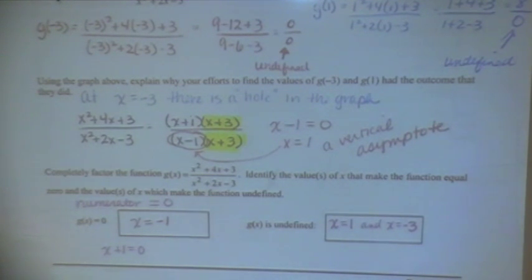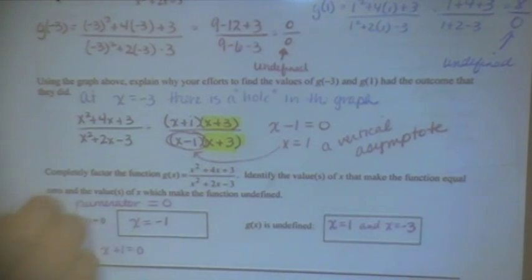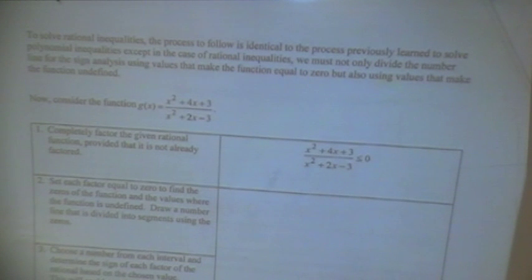Alright, so that is just a quick review of some of the things about rational expressions. We are going to work with rational inequalities first, and in order to work with rational inequalities, you have to know a little bit about rational expressions. You do, because we did them in Algebra 2. So, here we go. To solve rational inequalities, the process to follow is identical to the process we've previously learned to solve polynomial inequalities. That's why we're doing this right now. It goes with polynomial inequalities. You'll start to recognize it when we start.